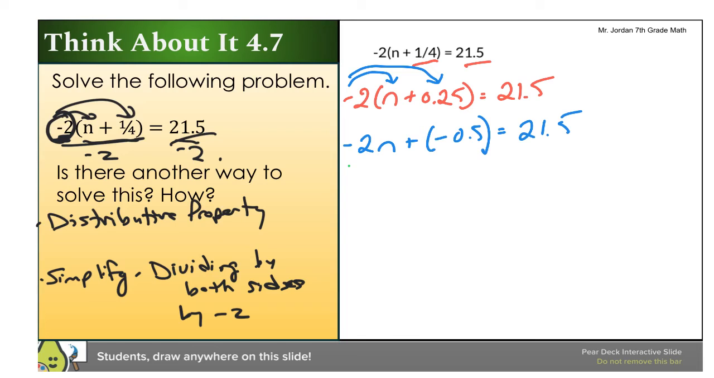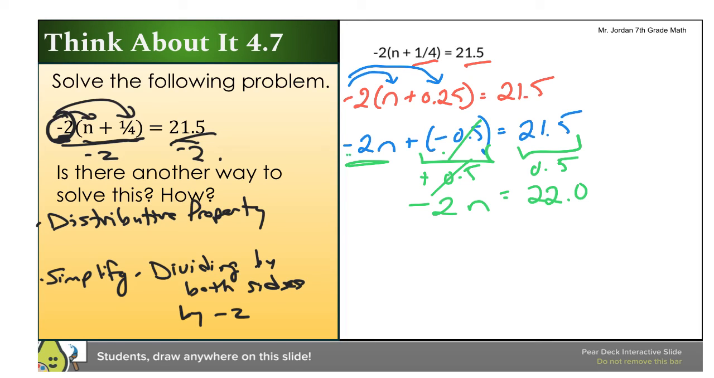Now I want to keep my variables on one side and I want to keep the constants on the other. So I'm going to use the inverse relationship. If I have -0.5, I want to get rid of it from this side, so I'm going to add 0.5. Whatever I do on one side, I have to do the other. So these will cross each other out, and this side will equal 22.0. So now I'm going to have -2n equals 22.0.